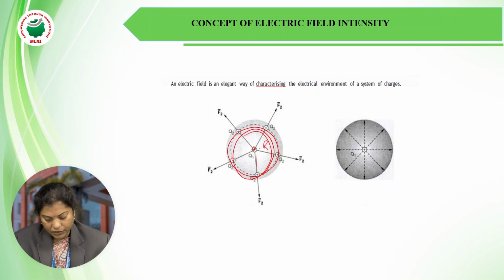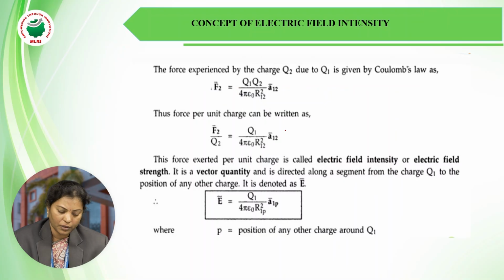The force F2, that is the force on Q2, is given by Q1 Q2 by 4 pi epsilon naught into R12 square into A12. This is from Coulomb's law. Thus the force per unit charge, F2 by Q2, is equal to Q1 by 4 pi epsilon naught into R12 square into A12. So this is the force exerted per unit charge. This is called the electric field intensity or electric field strength.